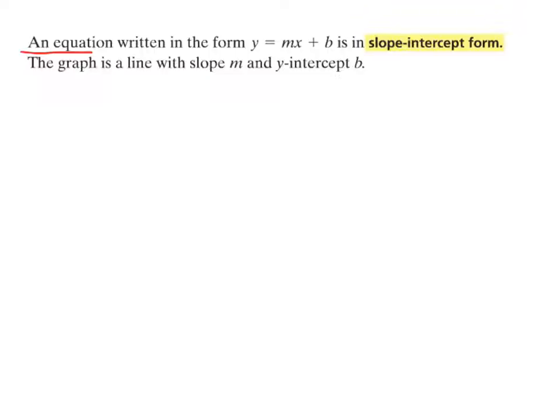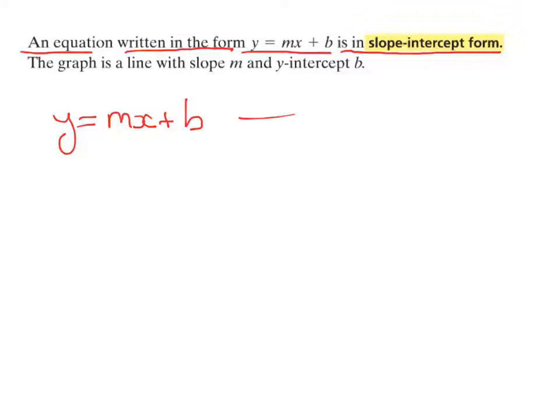We learned about slopes in the previous lesson. We know that slope is rise over run, and rise is nothing but the vertical change and run is the horizontal change. Let's try to understand how we use the slope in the equation of a line. An equation written in the form y equals mx plus b is said to be in slope-intercept form. So whenever an equation is written as y is equal to mx plus b, it is in slope-intercept form.